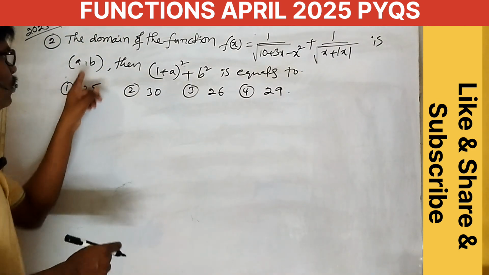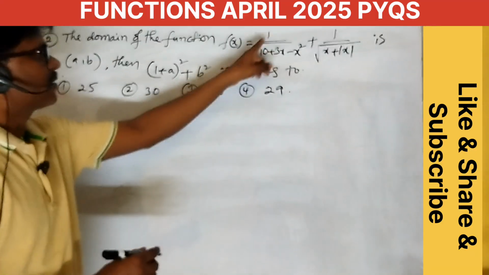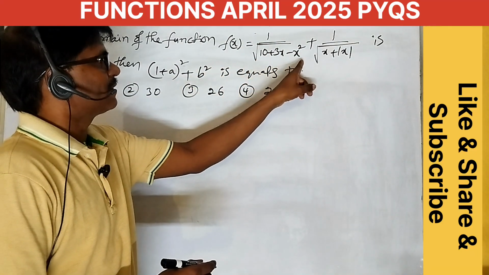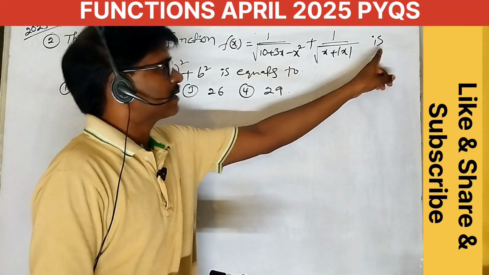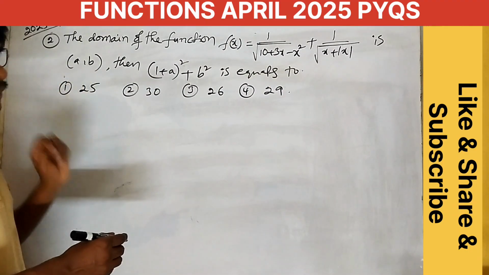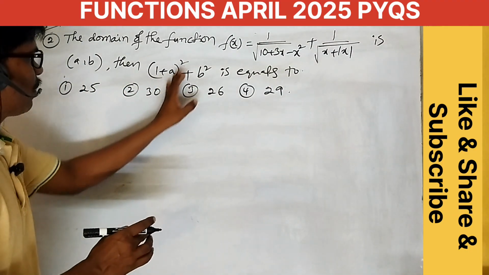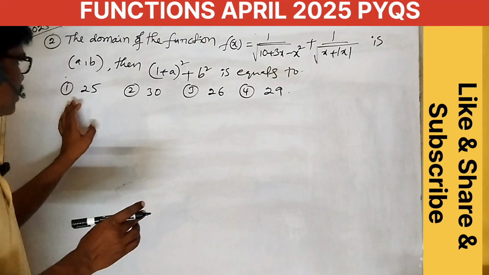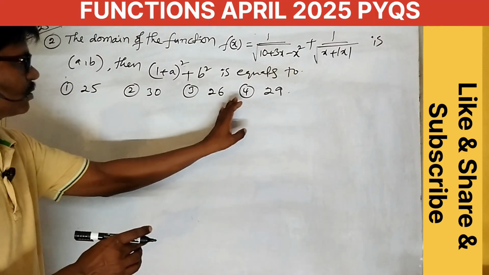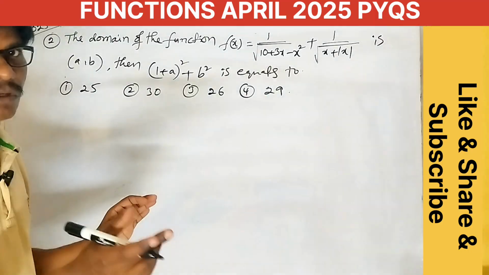Question number 2. The domain of a function f of x equal to 1 by root of 10 plus 3x minus x square plus 1 by root of x plus mod x is (a, b), an open interval. Then 1 plus a whole square plus b square equals what? First option is 25, second option is 30, third option is 26, fourth option is 29.